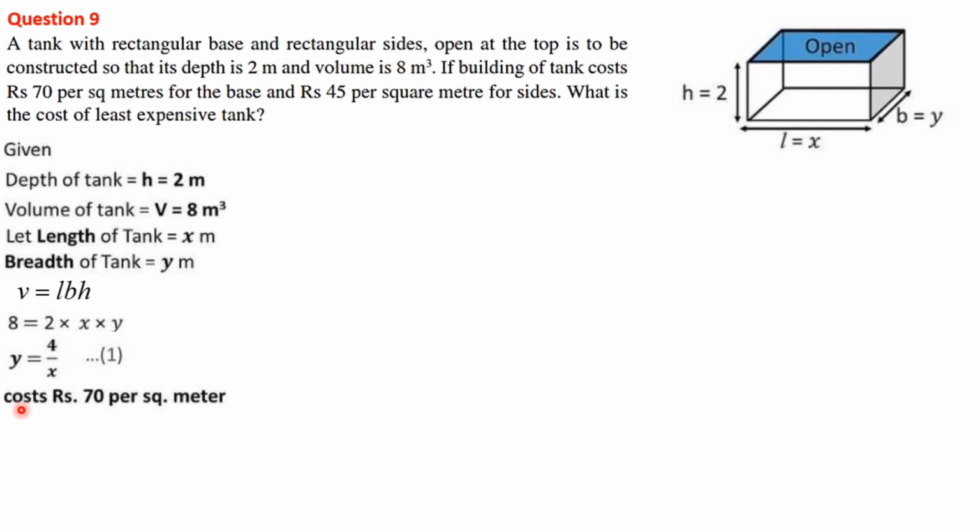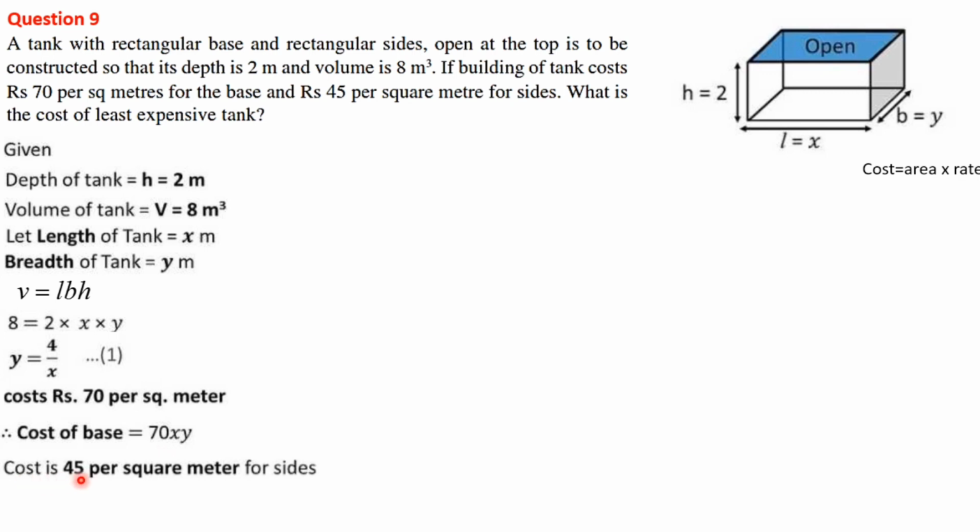Then cost rupees 70 per square meter. That is the first part, it is given cost rupees 70 per square meter. We know that cost formula is area into rate. Area which is to be constructed into the rate. Rate means here this is the rate, rupees 70 per square meter. So cost of the base is 70xy. Here you can see area of the base, that is length into breadth, x into y. So x into y is the area, into rate 70. So 70xy is the cost of the base.